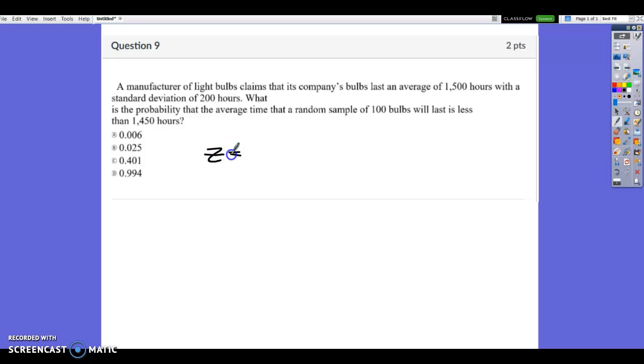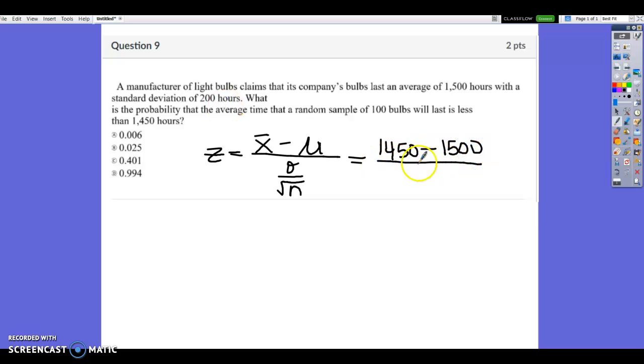All right, so remember the z-score can be found by taking your x minus your average over your standard deviation divided by the square root of n, or your population size. All right, so if we plug in the numbers we have, our x would be 1450. Our average is 1,500 divided by your standard deviation. Divide that by the square root of the sample size. If you use order of operations to reduce that, you're going to get negative 2.5. So that is our z-score.